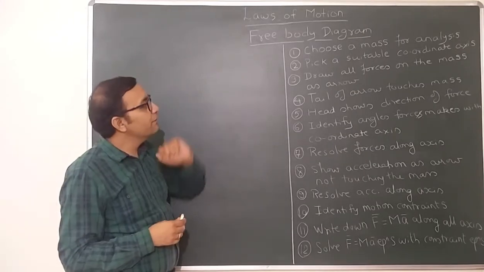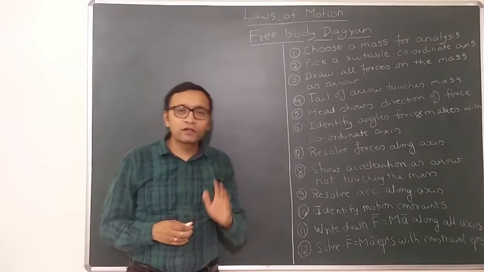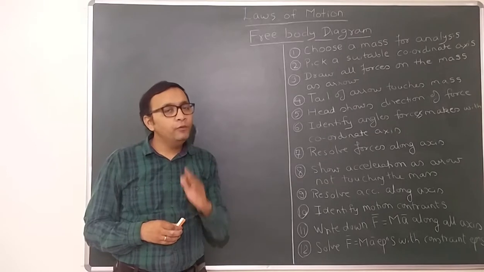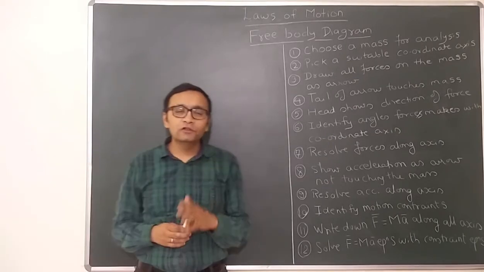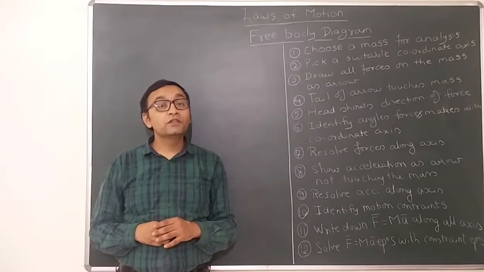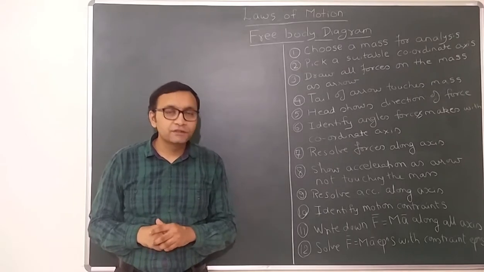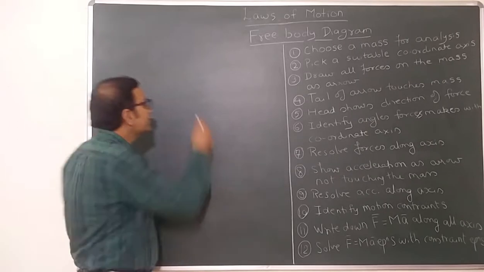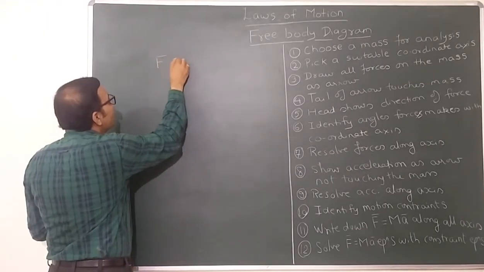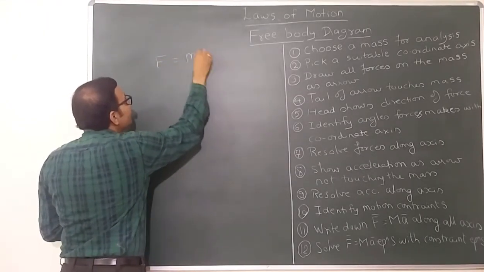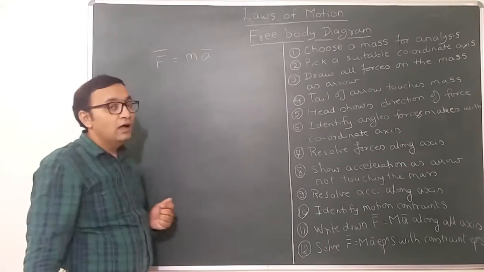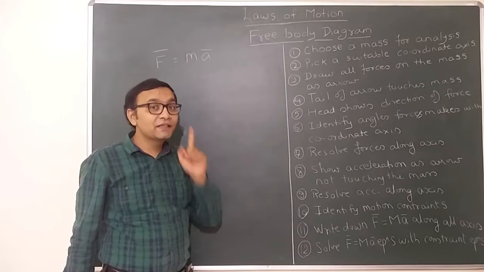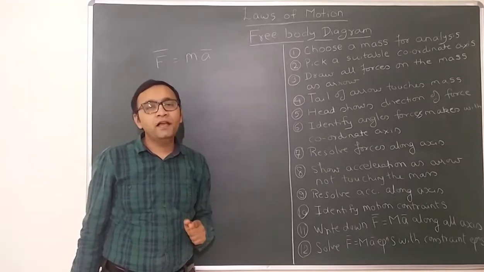Okay. So let us understand step by step what all these process steps for the free body diagram actually mean. The first step is to choose a mass for the analysis. Now, how many equations have we discussed for the laws of motion chapter? There is only one equation till now, which is force is equal to mass times acceleration. And how many masses can you apply this equation to at a time? You can apply this equation to only one mass at a time.